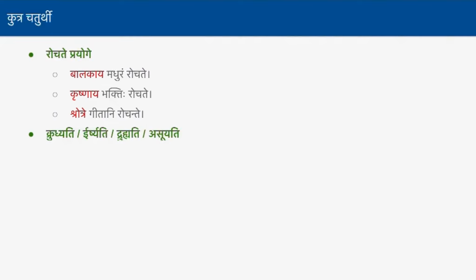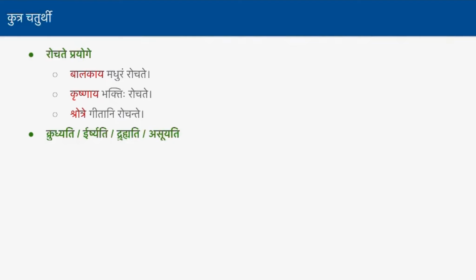So krudhyati, irshyati, druhyati, asuyati: in the usage of these verbs, the word for the one toward whom anger is directed takes the fourth case. So krudhyati, getting anger on somebody; irshyati is the envy on somebody; and druhyati is again a kind of cheating or misbehaving or mischief on somebody; and asuyati is again a kind of envy. If we are using kriya padams like this, or any other kriya padam in the same meaning, then on whichever object or person the subject expresses the anger, that person or object is expressed in Chaturthi Vibhakti.